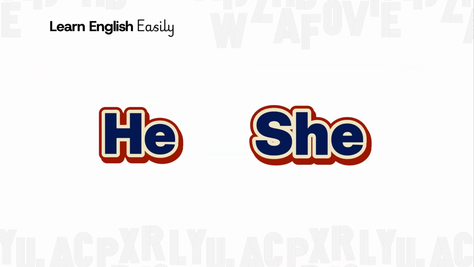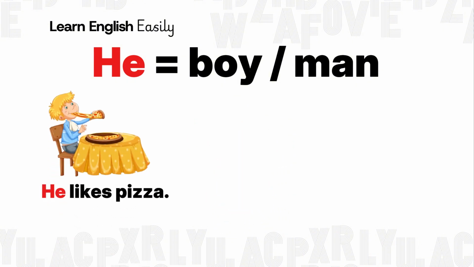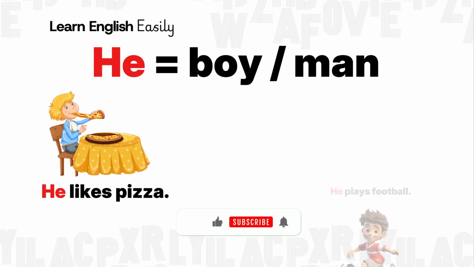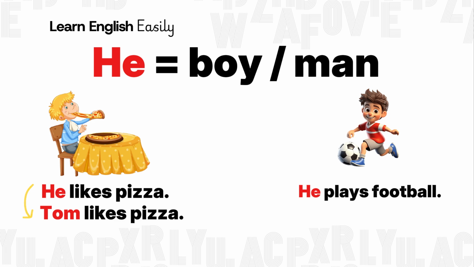Now, let's talk about he and she. We use he for a man or a boy. He likes pizza. He plays football. Instead of saying Tom likes pizza, Tom plays football, we say he plays football. He likes pizza.